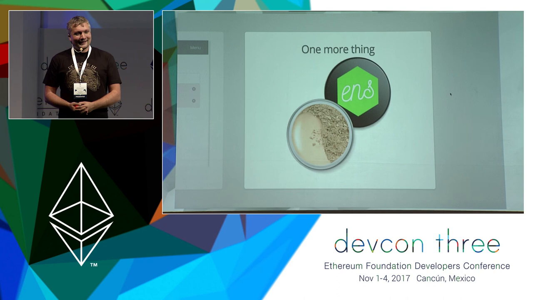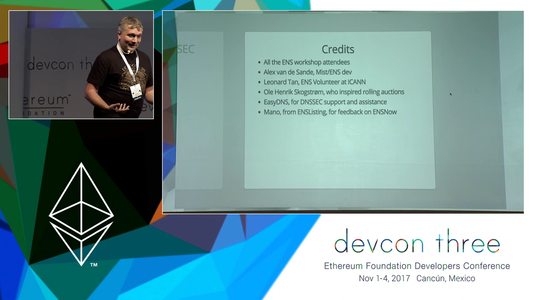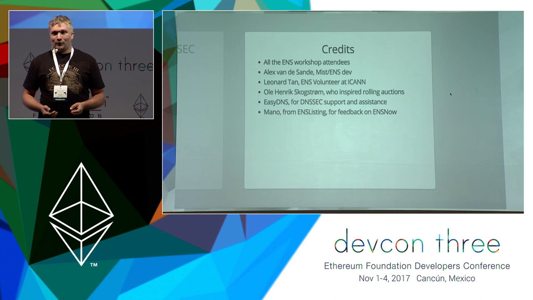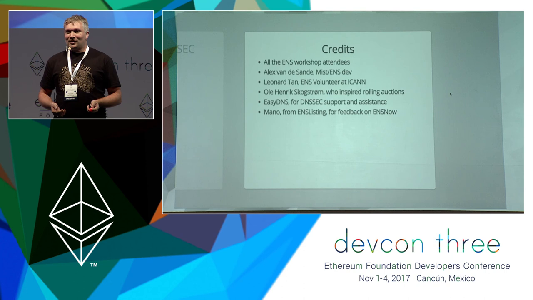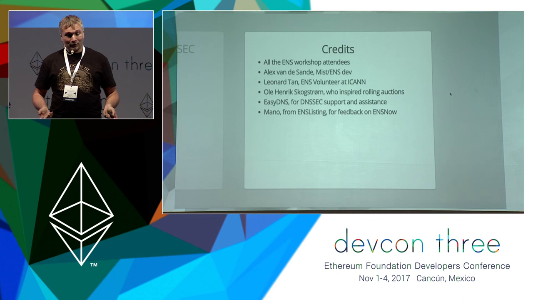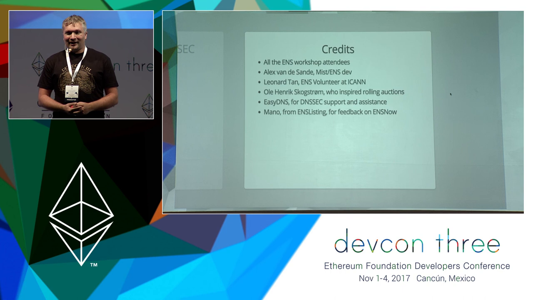Finally, I'd like to close by thanking everyone who made this possible, particularly all the attendees at the ENS workshop. Alex van der Sand, who couldn't be here because he's having a baby. Leonard Tan, our ENS volunteer who recently presented some of this material to ICANN, including the ICANN Technical Working Group and the board. And I honestly do not know how to pronounce his name, Ollie, who inspired the rolling auction system by coming into the Gitter channel and complaining about how bad the existing system was. Easy DNS for their support with DNSSEC integration, and Mano from ENS Listing for feedback on ENS Now.